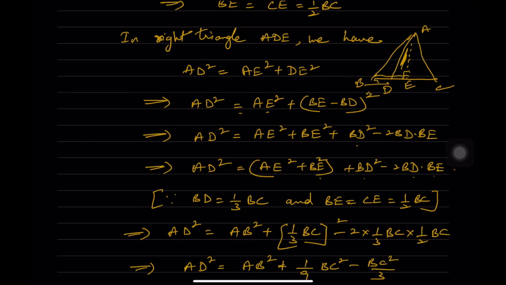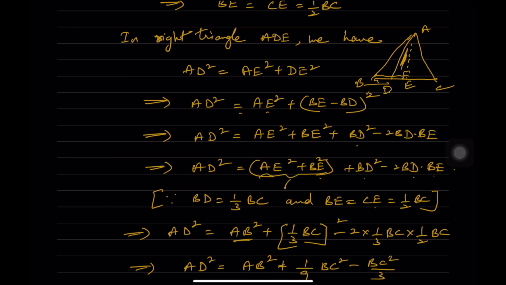Now AE square plus BE square. You know that BD is equal to 1 by 3 of BC and EC is equal to half of BC. So substituting those in this, we get that AD square is equal to AE square plus BE square, which is nothing but AB square. That only we have written here from the Pythagoras theorem.